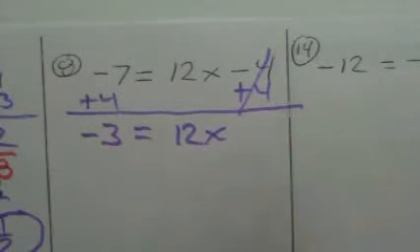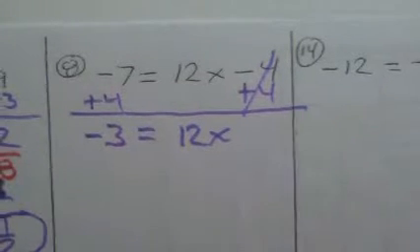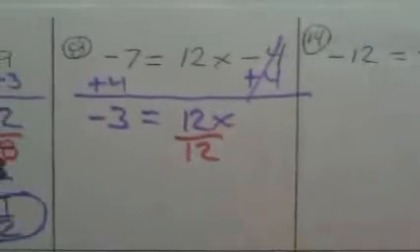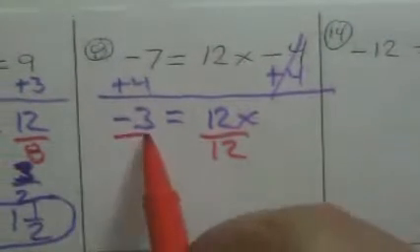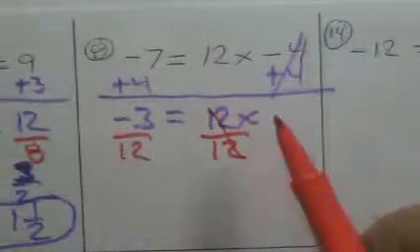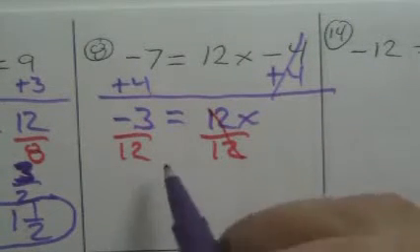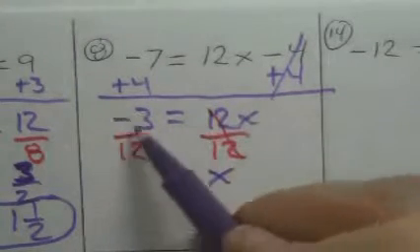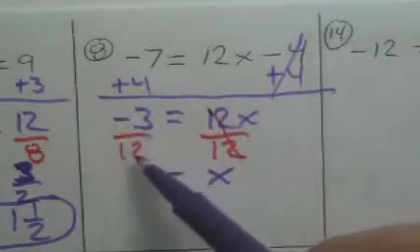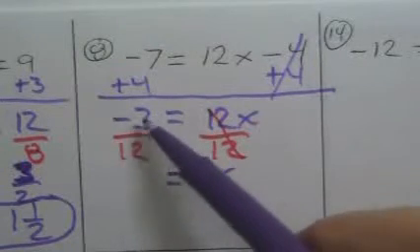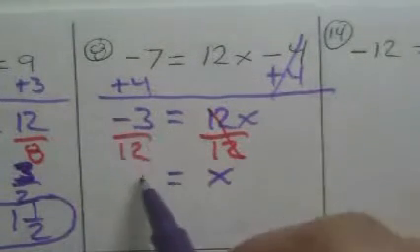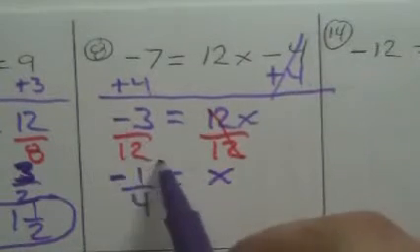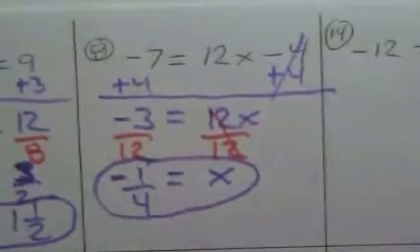-3. Okay, next I need to get rid of the 12. So I'll divide by 12. And that's gone. So on the right side, we have x. And on this side, we just need to reduce that. 3 over 12, 3 goes into both of those. Right? 3 goes into 3 once. 3 goes into 12, 4. And there's a negative. So it's -1/4.